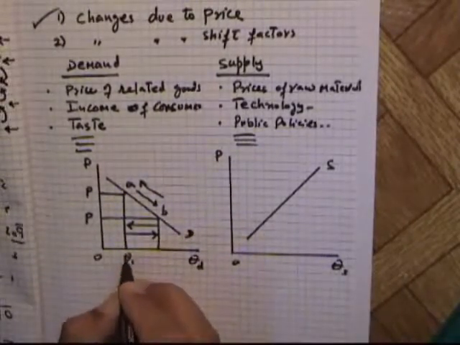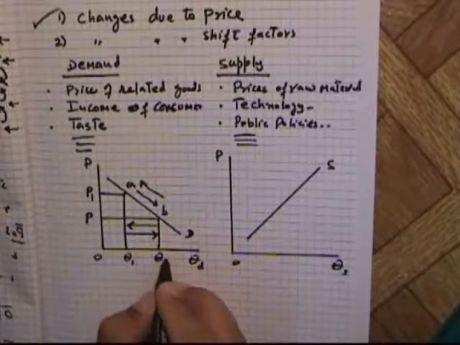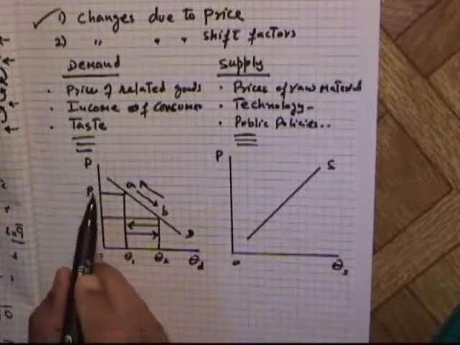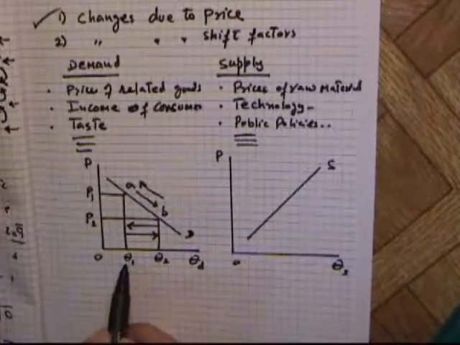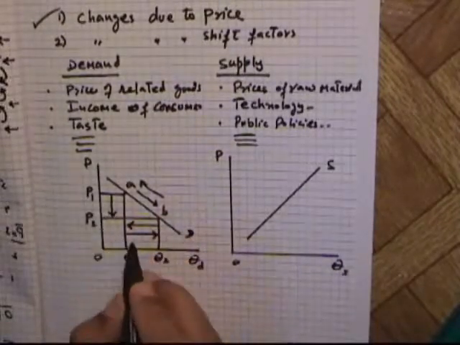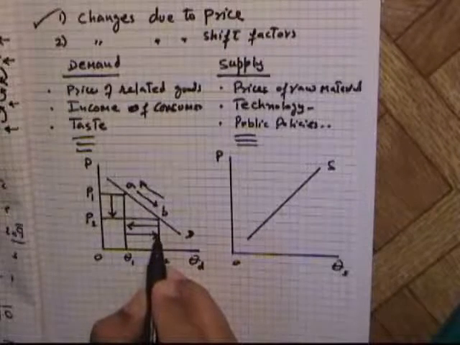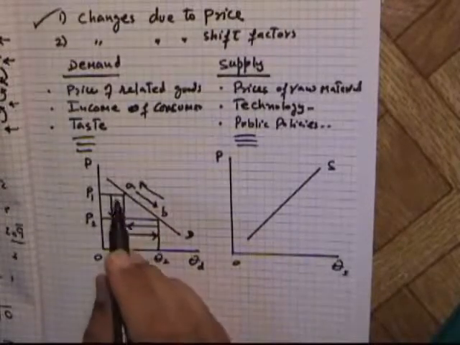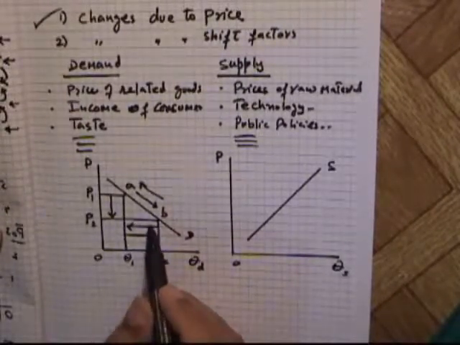Let's say we have Q1 P1 and Q2 P2. When price is P1, demand is Q1. When there is decrease in price level from P1 to P2, the quantity demanded increases. So this is called changes in demand due to price.